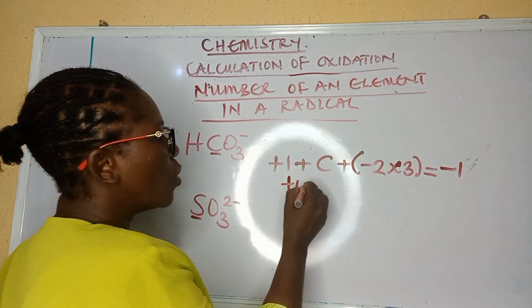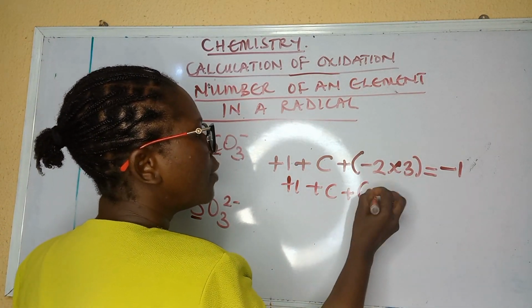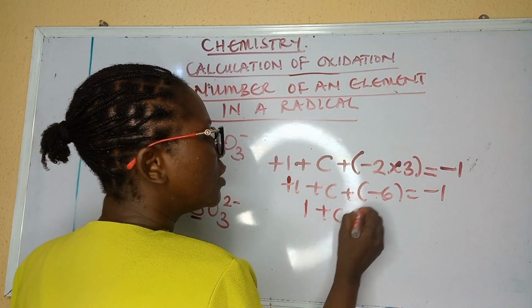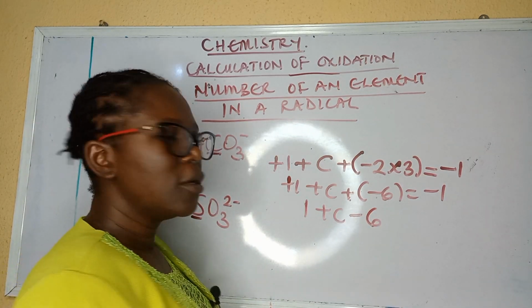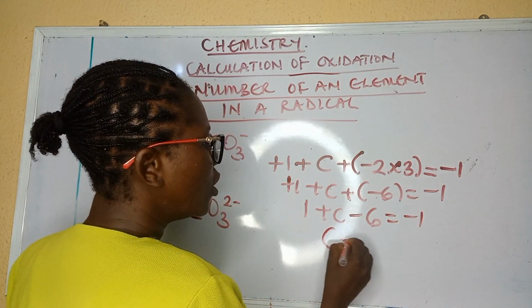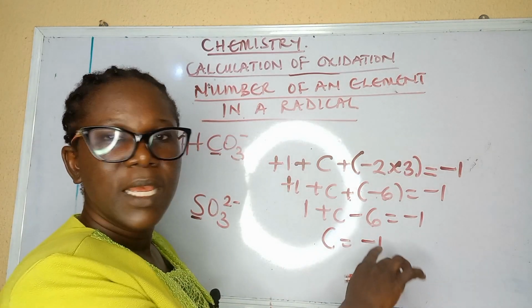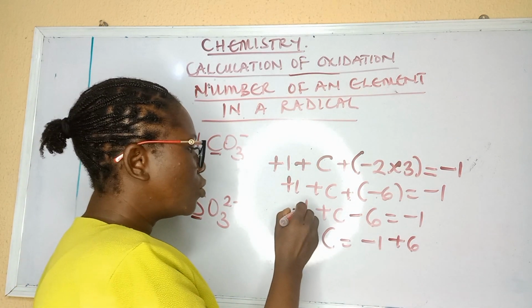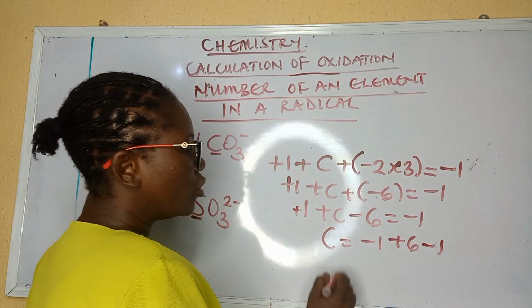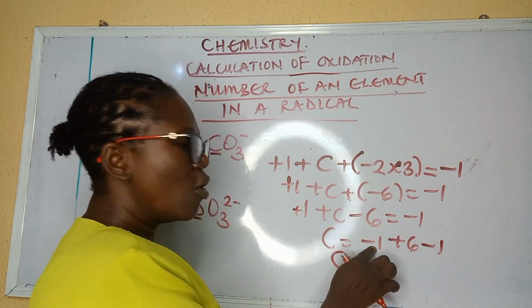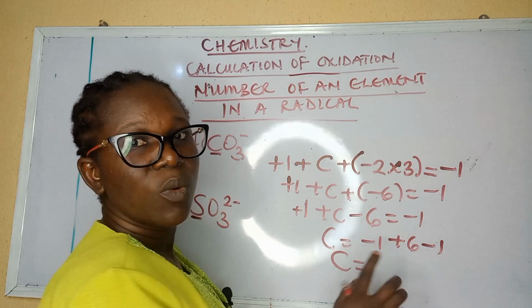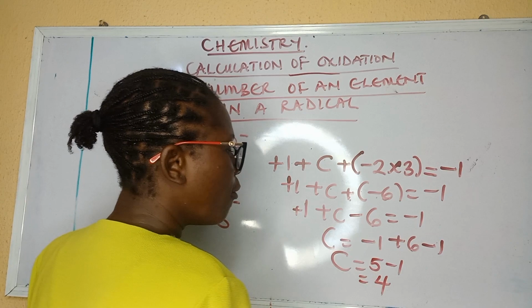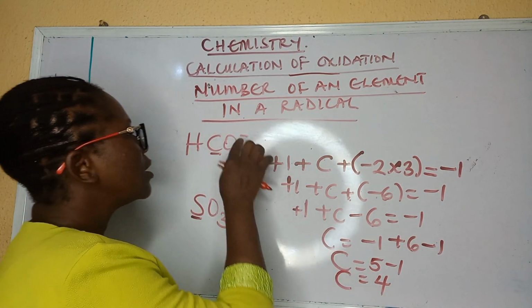Now, so we have +1 plus carbon plus -2 times 3 is -6. Everything is -1. So we have 1 plus carbon, open this bracket, plus times minus is minus 6. So everything is -1. So we have carbon equals to -1 on this side. Carry -6 to the other side becomes +6. Carry +1 to the other side becomes -1. So we have carbon equals to -1 plus 6. Owing a debt of 1, you have 6. So when you settle the debt, you have 5 left. 5 minus 1 equals to what? 4. So the oxidation number of carbon in this radical is 4.